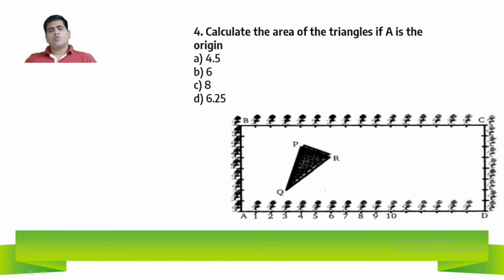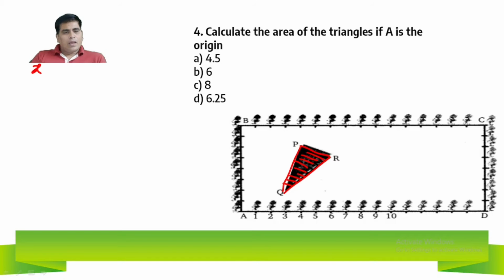Calculate the area of the triangle if A is the origin. When A is the origin, we have to calculate the area of the triangle. So we need to find out this area. Already you know the area of the triangle. We have learned it in this way.